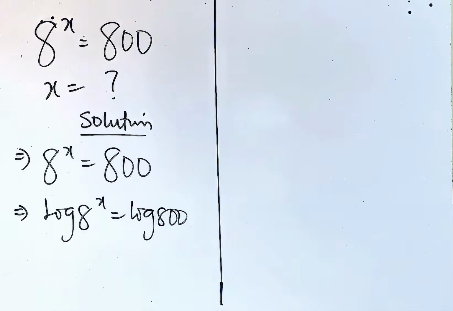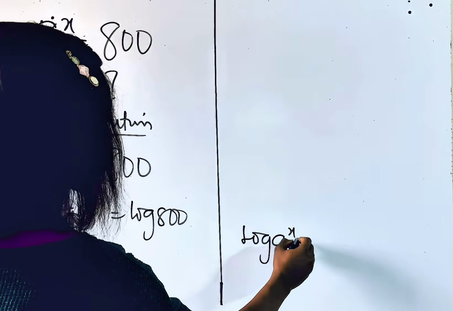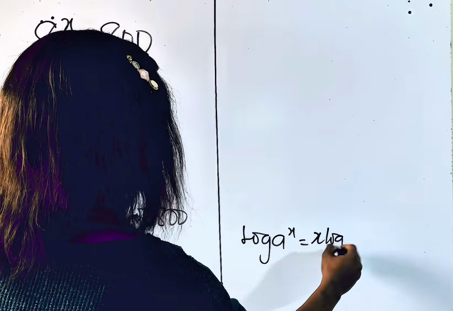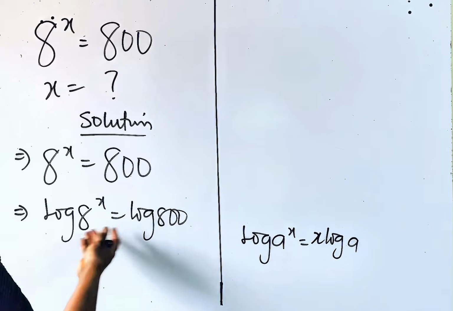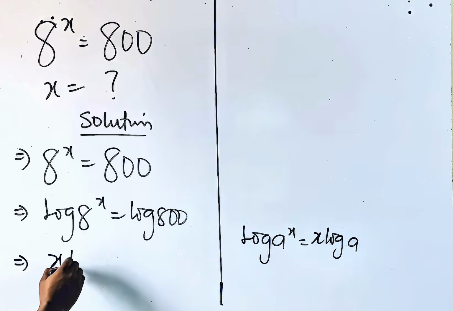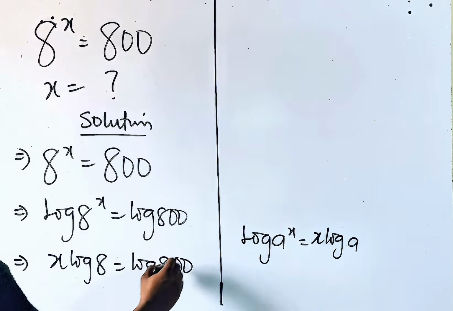Now, what do you do next? Just remember, every time you have log of a to the power of x, the power multiplies, so it's going to give you x log a. Now, if you apply it here, this multiplies. So we now have x log 8 is equal to log of 800.